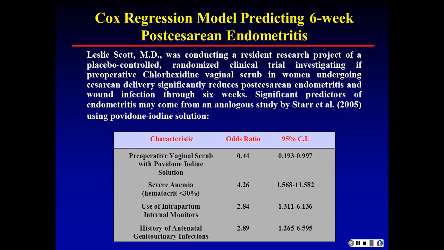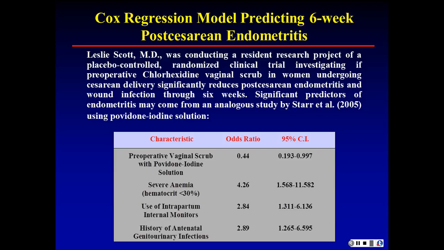Now, she did not use a placebo. She just compared patients receiving a preoperative vaginal scrub with povidone iodine with women who received the standard of care abdominal scrub. But the results of her findings are listed here. If you had severe anemia, used intrapartum internal monitors, or had a history of antenatal genitourinary infections, all of these were significantly related to increased risk of endometritis.